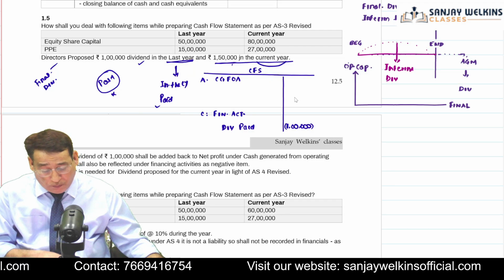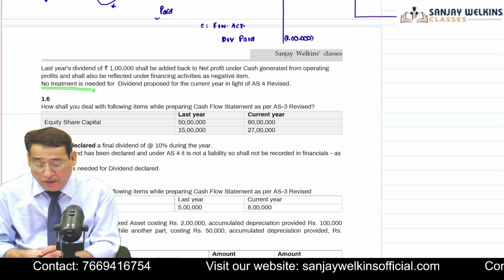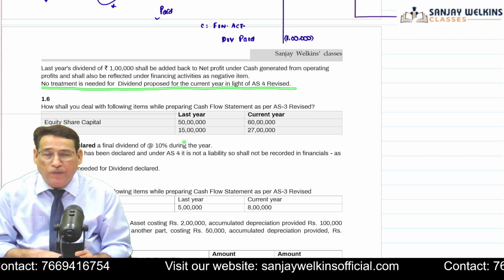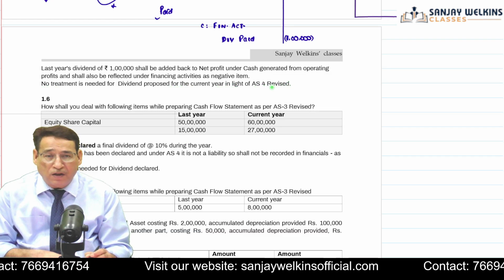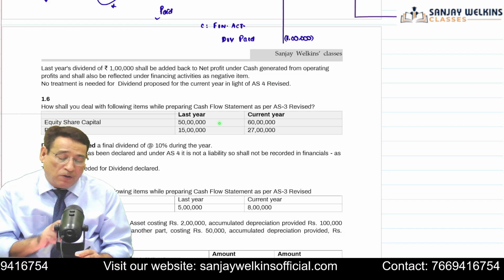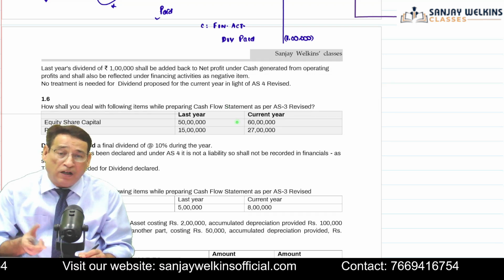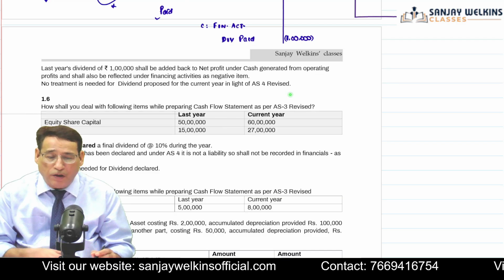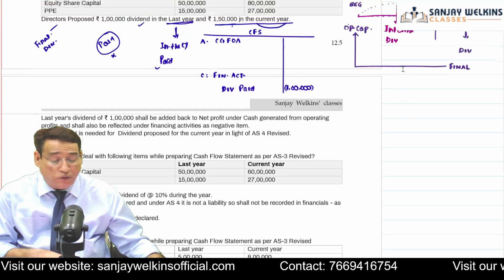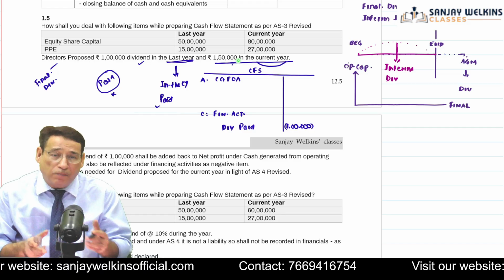Why is it so? Because I have written here, no treatment is needed for proposed dividend for the current year in the light of AS4. In the light of accounting standard AS4, for a dividend proposed in the current year, no treatment is required because it is not treated as an obligation. That is the reason. That means at this moment you are under no obligation to pay it. Is it clear to you? Because you have simply proposed it.